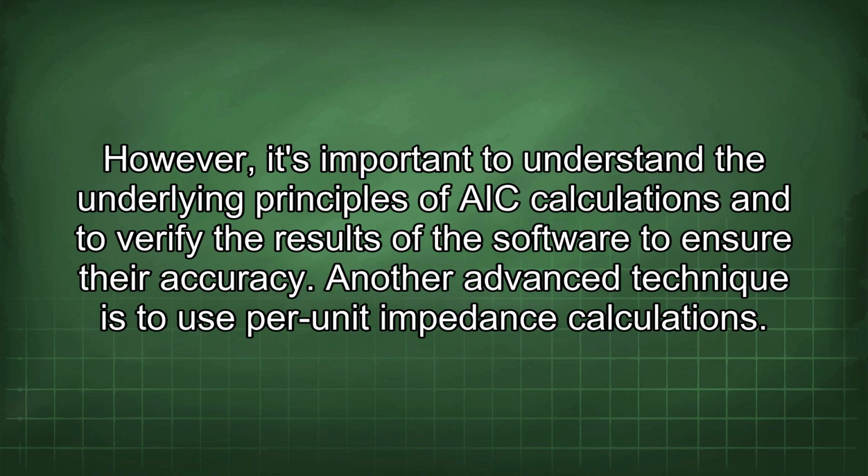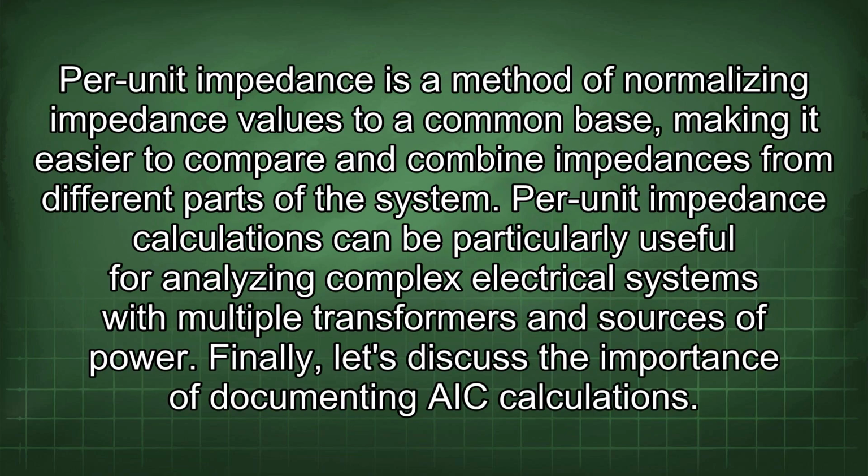Another advanced technique is to use per-unit impedance calculations. Per-unit impedance is a method of normalizing impedance values to a common base, making it easier to compare and combine impedances from different parts of the system. Per-unit impedance calculations can be particularly useful for analyzing complex electrical systems with multiple transformers and sources of power.